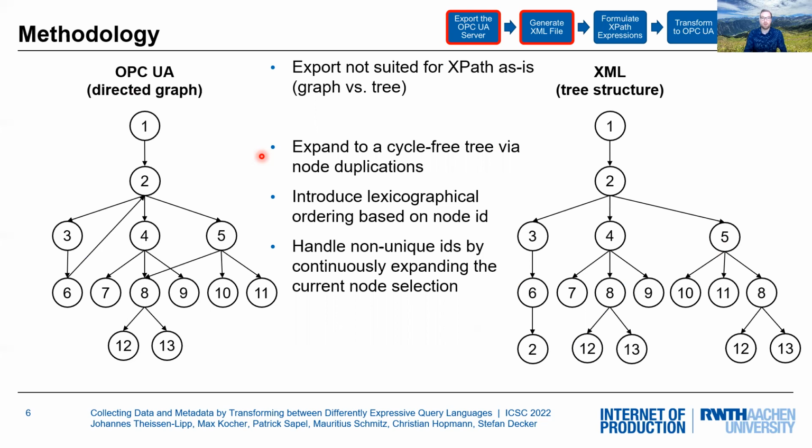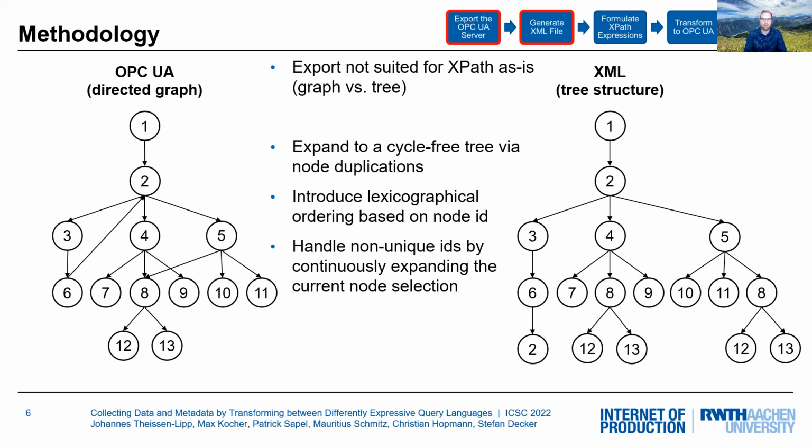So therefore, we introduce an artificial ordering by their lexicographical ordering on the OpenCOA node IDs. And then during runtime, we will handle non-unique identifiers in the XML tree by continuously expanding the current XPath node selection. That is, when we on some path reach this node 8, we will also continue the query on all other nodes with the same node IDs. So this is the methodology to generate this XML file and overcome these data structure challenges.